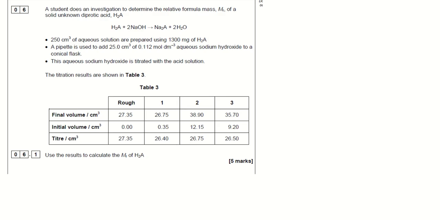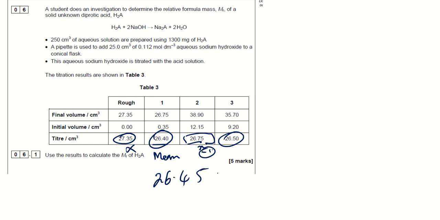Right, this one then we had to use the results to work out the Mr of HA, right, so the first thing we had to do was work out, of course, the mean titre. Right, we don't use the rough, and the other thing that a lot of us didn't pick up on was that we had an outlier here, and we don't use that one either. That would have cost you 1 mark if you used that in your average. These are the 2 accurates, these are the 2 concordants. Okay, so the mean you should have worked out at 26.45 cubic centimeters.